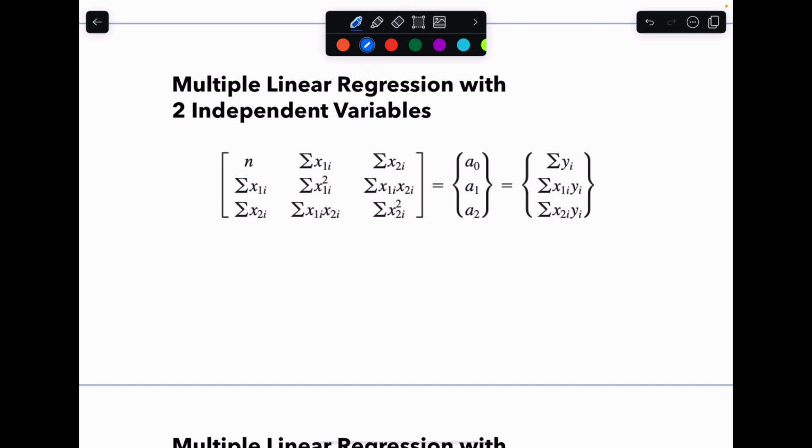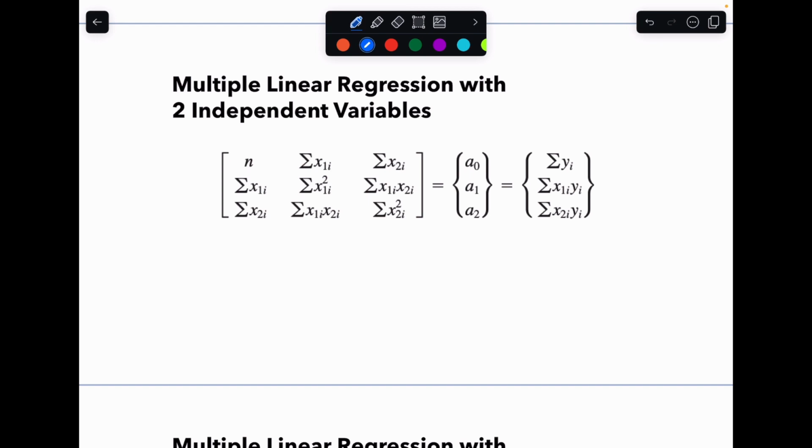By the way, how do we find a sub 0, a sub 1, and a sub 2, to represent the equivalent regression line, or the regression equation, for the given data sets? We can do that similar to the derivation of the formula that we used for polynomial regression. It's the same thing. We get the coefficients, and for the given coefficients, we start with n, and then the summation of x sub 1i, x sub 2i.